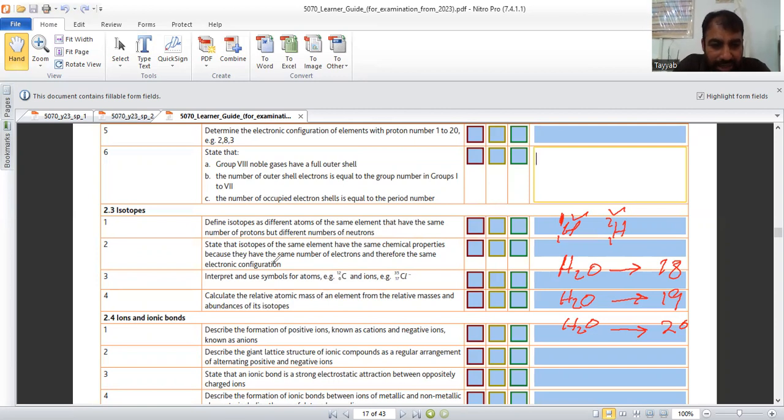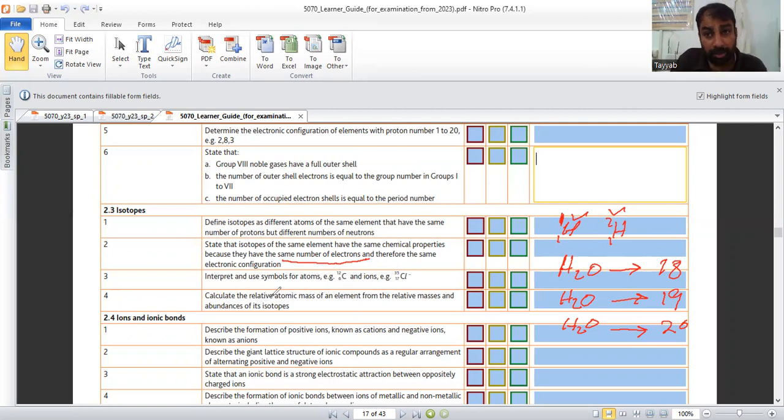Next, state that the isotopes of the same element have the same chemical properties because they have the same number of electrons. From this we learned that chemical properties are totally related to the electronic configuration, the number of electrons in the valence shell. That's why, listen to this point, atoms in the same group almost have the same chemical properties. For example, atoms in the first group always have the same chemical properties. Atoms in the second group have the same chemical properties. Atoms in the seventh group have the same chemical properties.